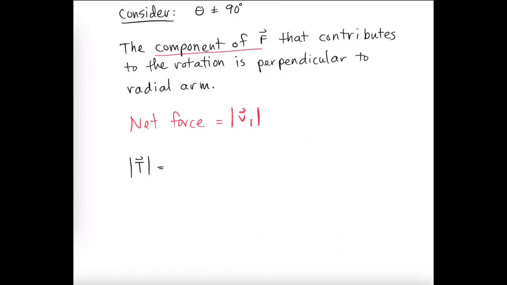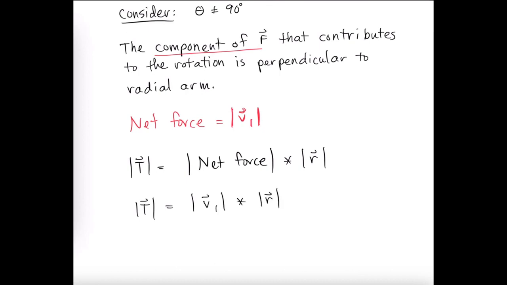Now, similar to what we said a moment ago, the magnitude of the torque vector is going to be calculated by looking at the magnitude of the force perpendicular to the radial arm and then multiplying that by the magnitude of the radial arm itself. So essentially, in this particular situation, that's going to look like the magnitude of my V1 vector multiplied by the magnitude of my R vector, or the position vector.